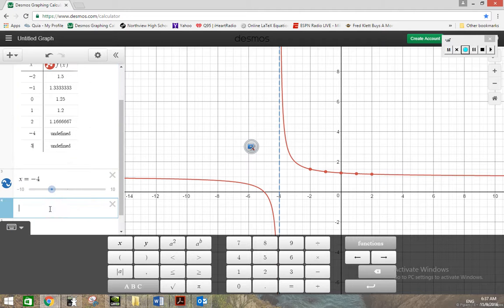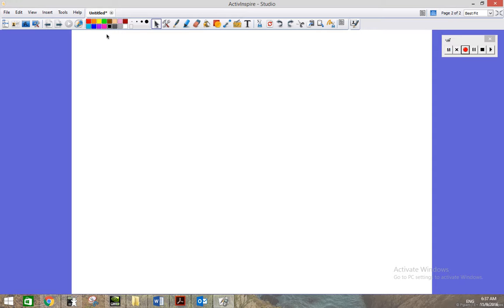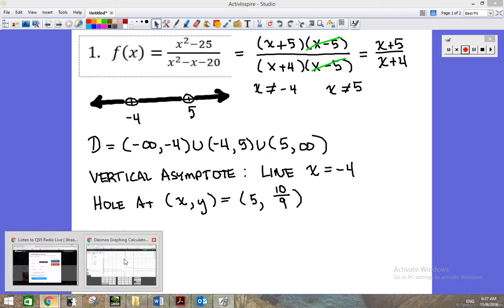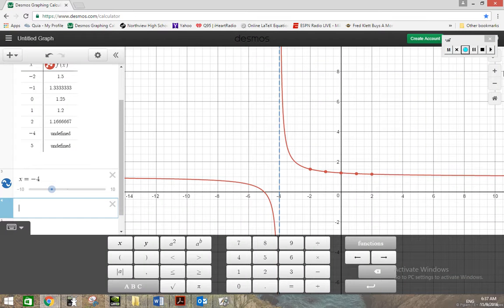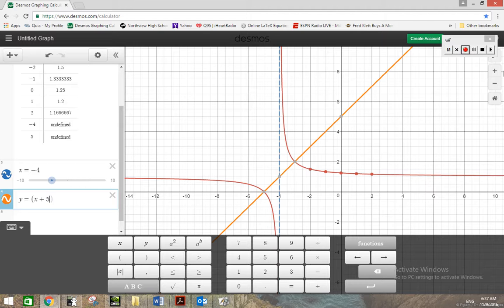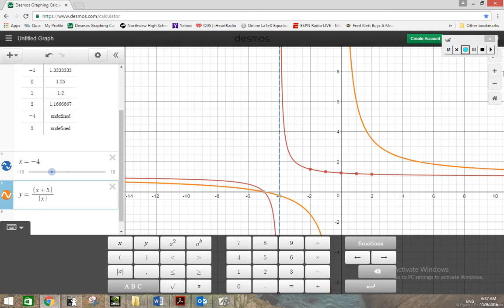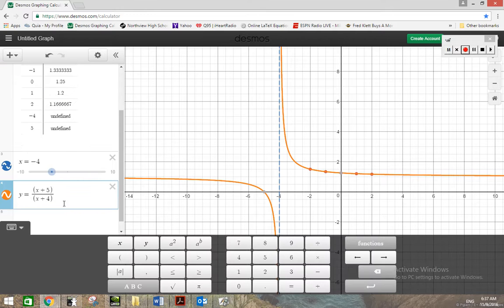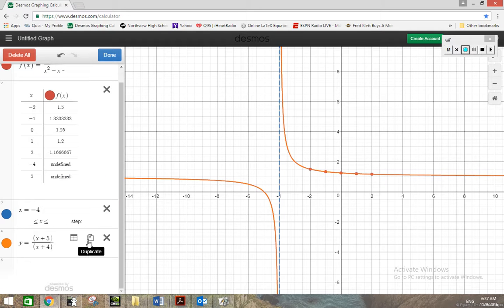So if I graph the reduced function, it doesn't have a hole at that point, because we've canceled the factor that caused the hole. So x plus 5 over x plus 4 is going to look, as far as this graph is concerned, identical. If I toggle this on and off, you can't see the difference. See, it's red here and then it turns to orange because it's the same graph. Well, it's almost the same graph. This graph does not have a hole in it.